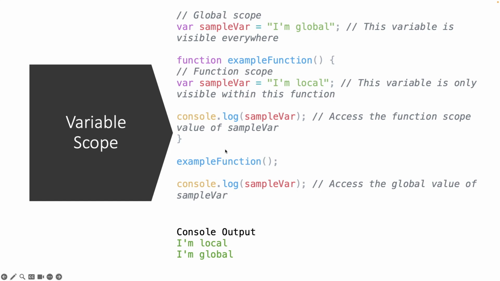Now when we use this variable outside of the function, we'll use the global scope of this variable and we'll get the global scope value global, as we can see on the second line output of the console output.